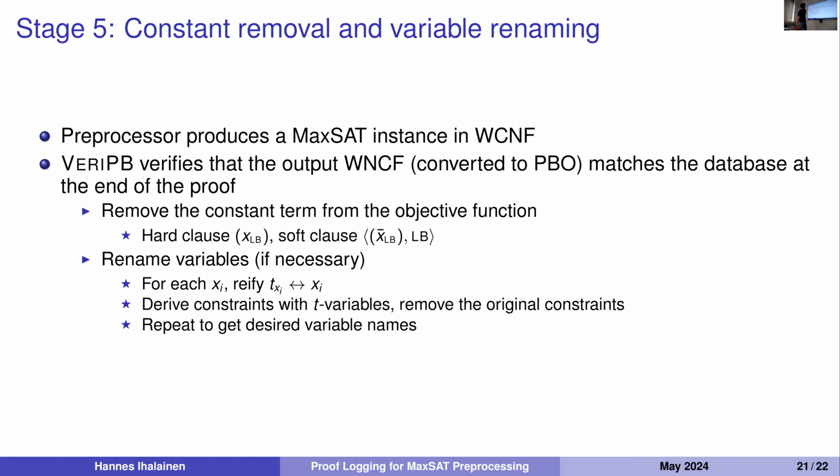Yeah, because when VeriPB reads a MaxSAT file, it adds these B names for the variables it introduces, and we can't make it introduce the same variable names for our output instance. So we need to rename everything. Is this derived constraints with T variables, again, a pretty trivial thing? Are you just adding these definition constraints in? Yes. So it's just cut and paste.